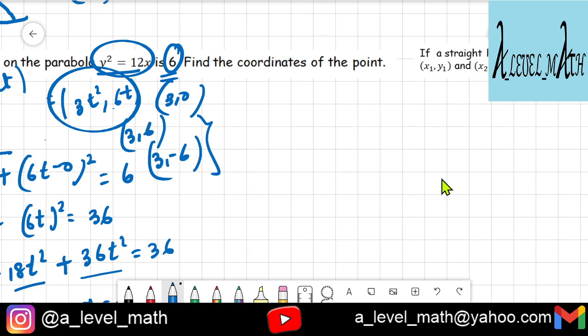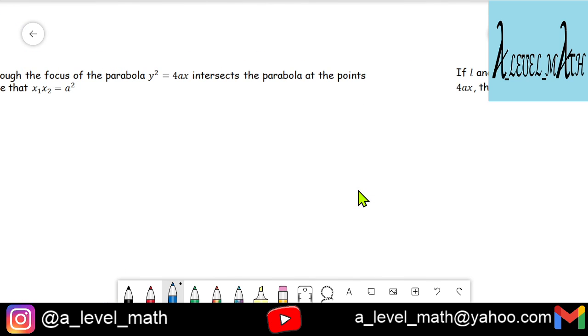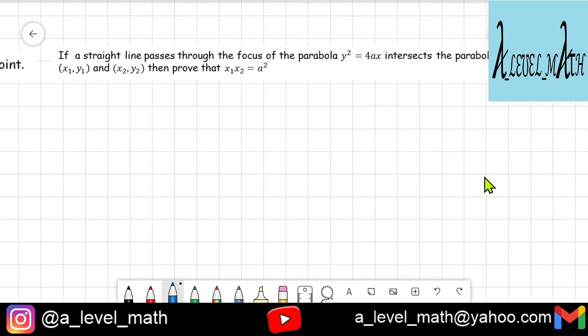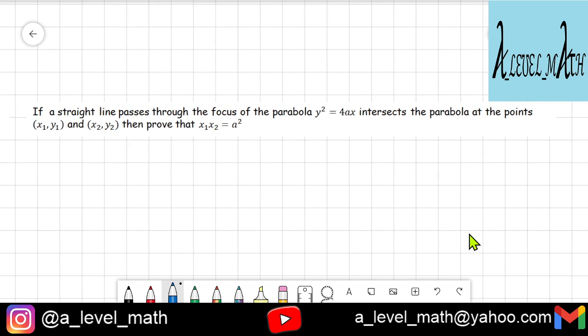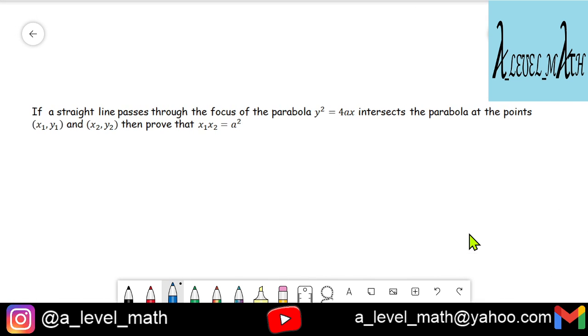Let's take up another question. If a straight line passes through the focus of the parabola y square is equal to 4ax, and intersects the parabola at the points (x1, y1) and (x2, y2), then prove that x1 times x2 is equal to a square.